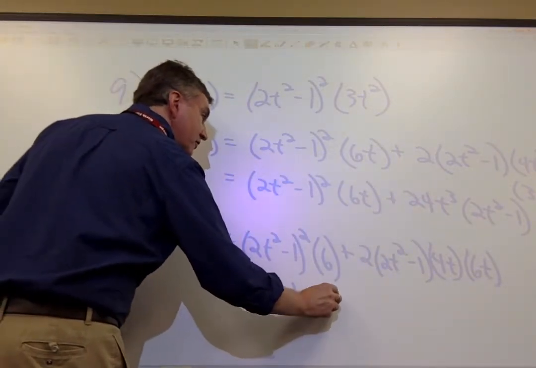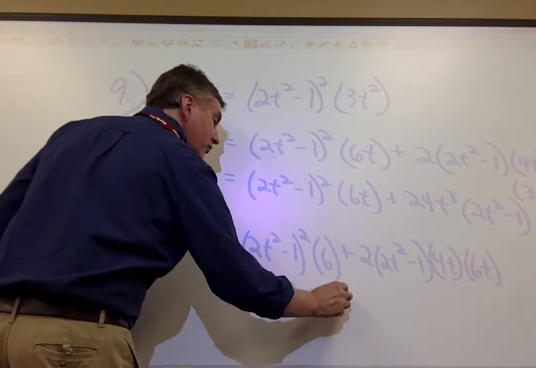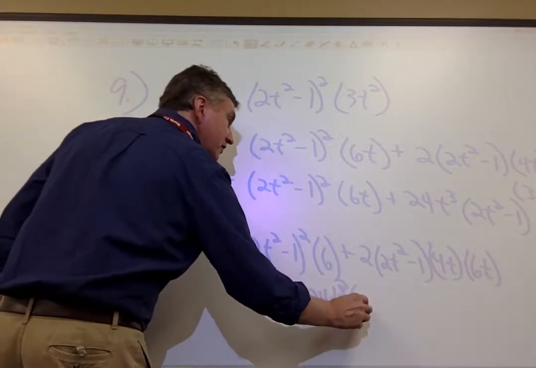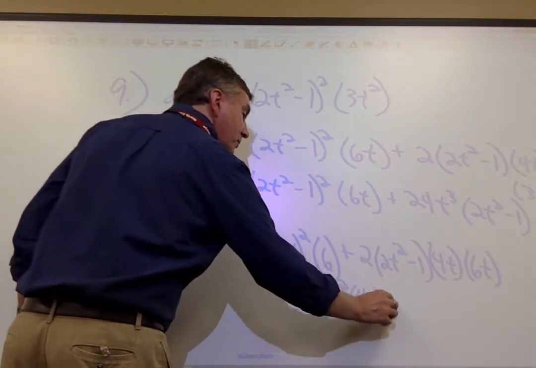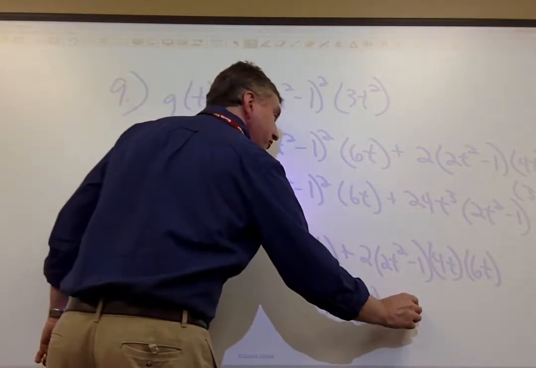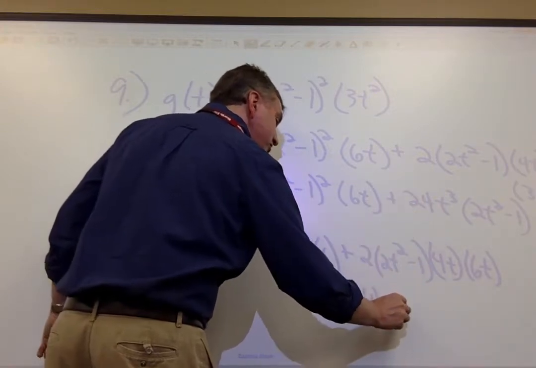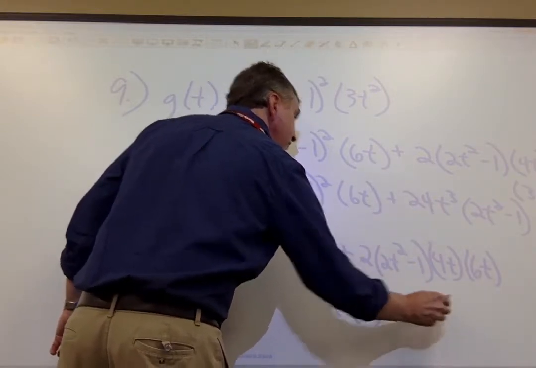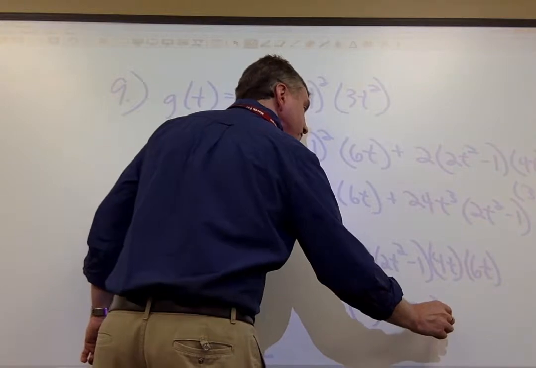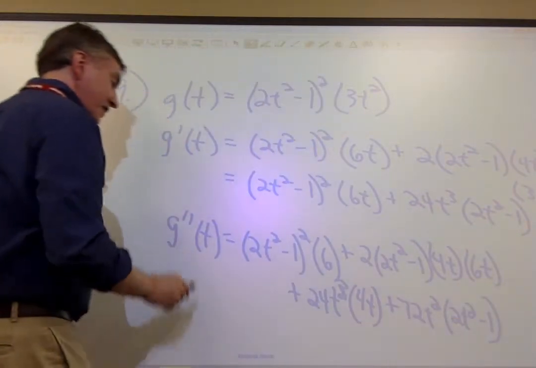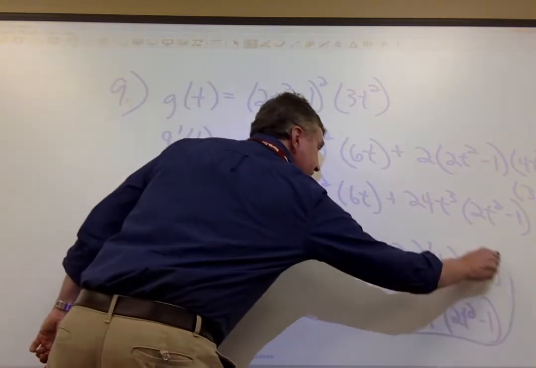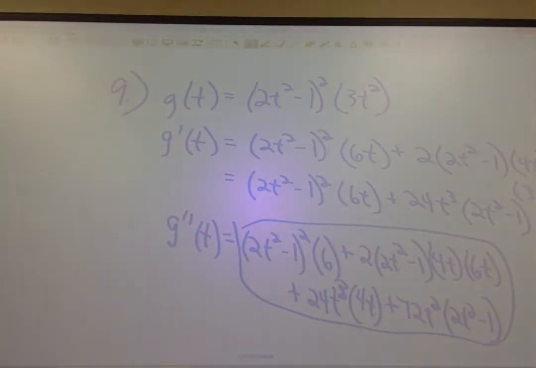And then do the product rule for that second term. First times derivative of second, plus derivative of first, which would be 72t squared times original second. This is the second derivative, and you could spend about 15 more minutes simplifying it.